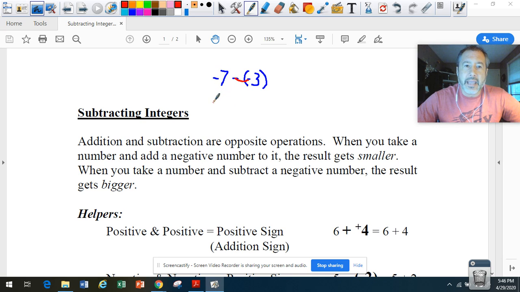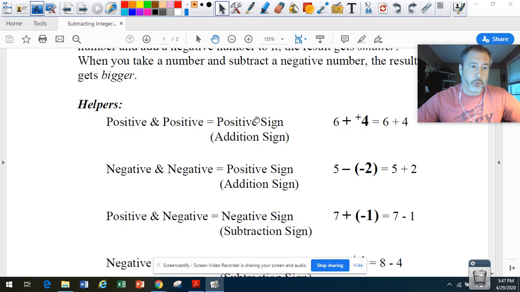So we end up getting -7 plus +3, and -7 plus +3 is -4. And as we see here, -4 is larger than -7, because remember, -7 is further to the left on the number line than -4 is. So -4 is larger. Okay, so let's look here at some of these rules. They're going to be very important.